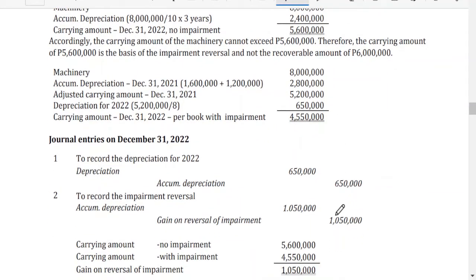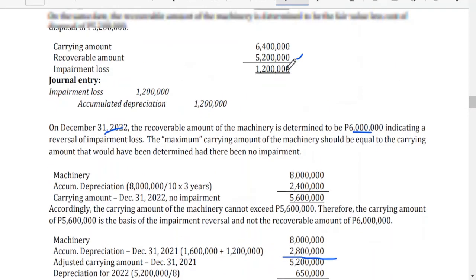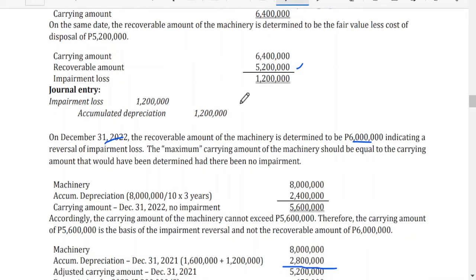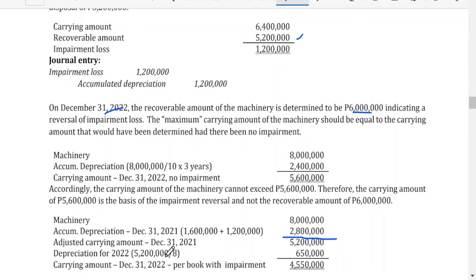First, we have to update the depreciation for 2022. So how much would be the depreciation for 2022? Go to your data. You have your machinery at cost. Accumulated depreciation, if you can recall, this is the depreciation before impairment, 1,600,000. Then we have the impairment loss addition, so 2,800,000. And the carrying amount on December 31, 2021 is 5,200,000. Since we have updated our carrying amount to 5,200,000 due to impairment loss, we will use this amount as our base in the succeeding depreciation.